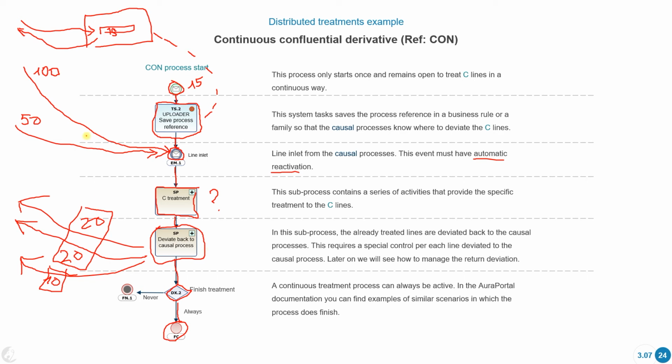Let's say we create another causal process and there's another 100 lines. And these 100 lines enter here. Okay? And then we have another causal process and we have one line and that line enters here. So we're continuously giving treatment to these lines. And we're continuously sending the lines that have been treated back to the source processes or to the causal processes. So this is the main scenario. Now we're going to see how to deviate the lines back.